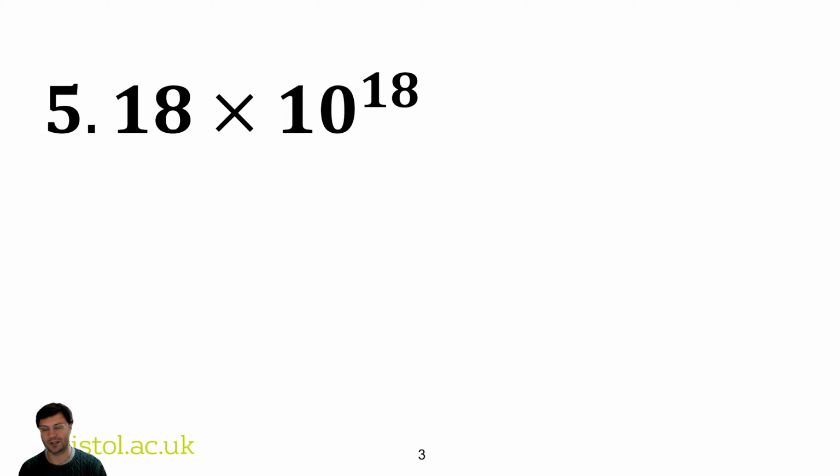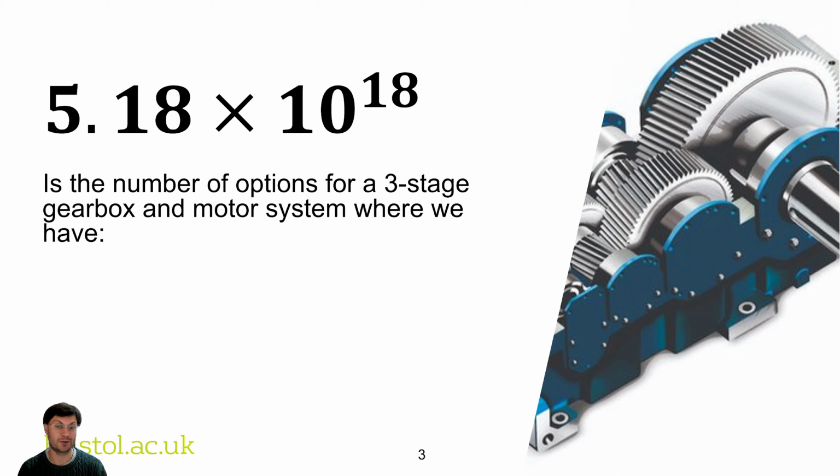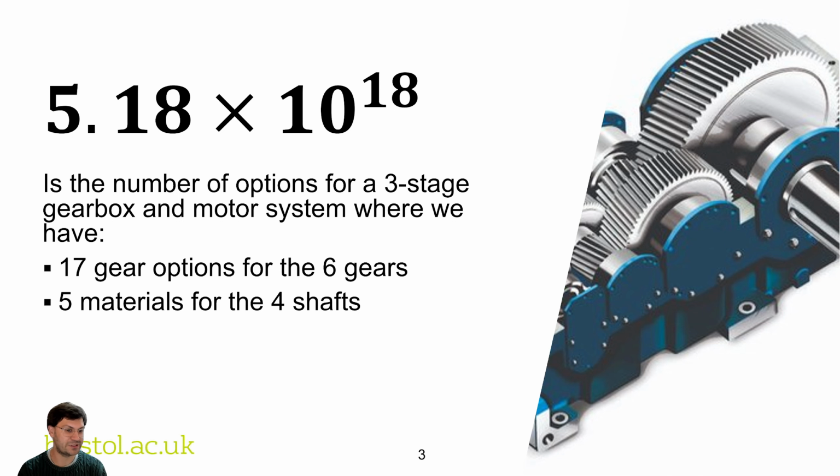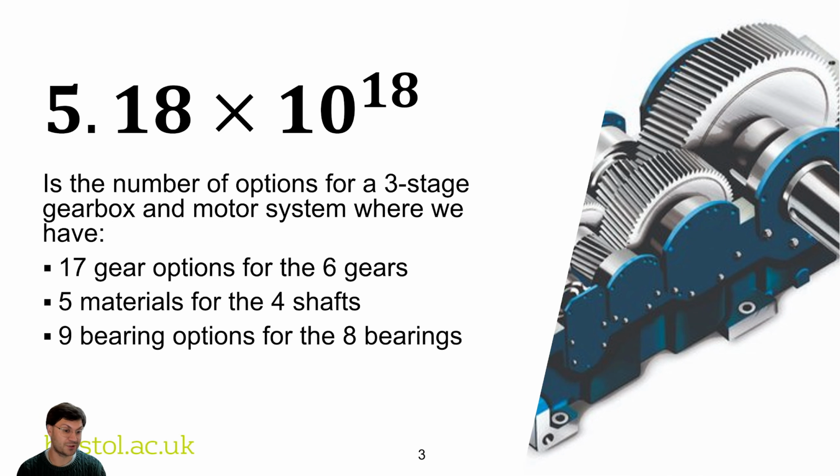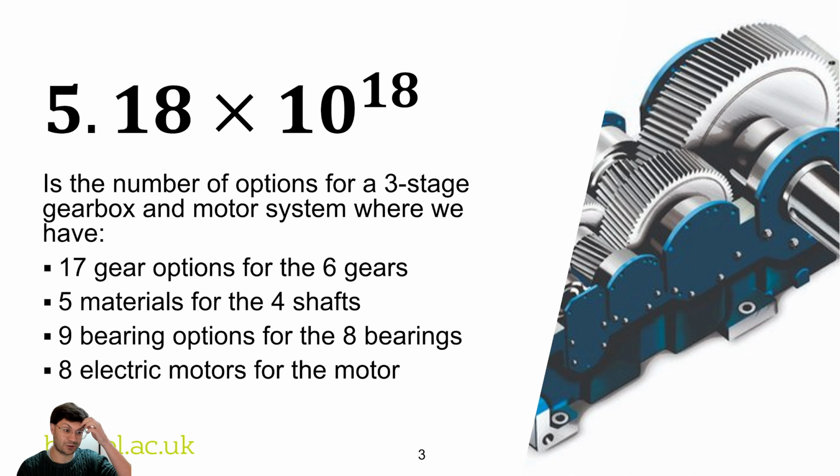So I just want to give you a number about how big these design spaces can be, and I'll give you the number: 5.18 times 10 to the 18, and that is the number of options for a three-stage gearbox. I mean, we're just thinking 3 stages of motors, shafts and gears, and a motor system where we have 17 gear options for the 6 gears. We have 5 materials for those shafts, 9 bearing options for the 8 bearings, and 8 electric motors to choose from. So a huge number of potential options and combinations that we might want to evaluate.